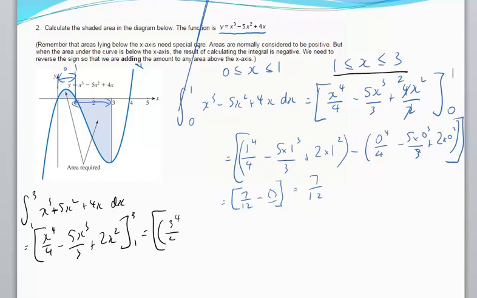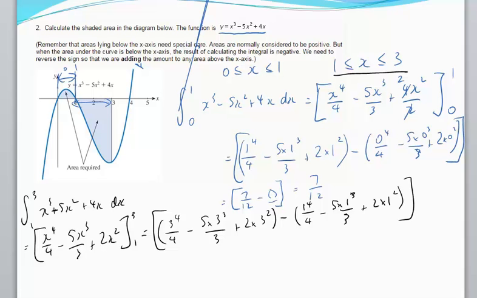So we substitute our values in. 3 to the power of 4 on 4 minus 5 times 3 cubed on 3 plus 2 times 3 squared, minus, we've got 1 to the power of 4 on 4 minus 5 times 1 cubed on 3 plus 2 times 1 squared. So our 1 values will be the same as this. We don't need to work this second part out here. So our first part is going to be minus 6 3/4. Our second part will be 7 on 12. So we're going to end up with minus 7 1/3.